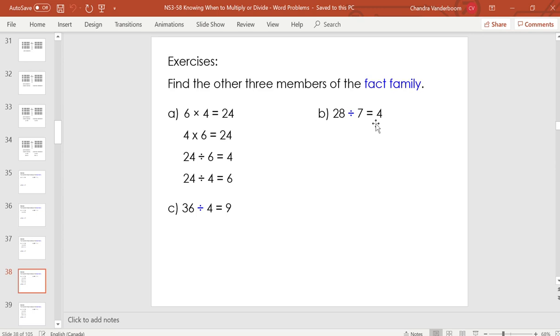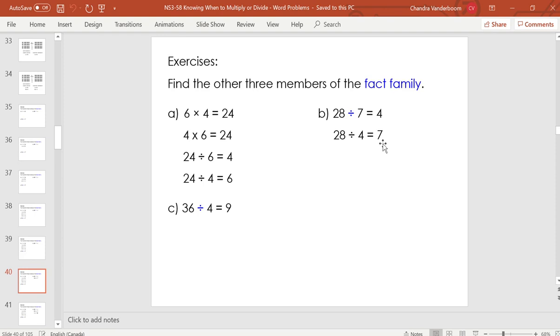28 divided by 7 equals 4. So we're doing a division this time. So our 28, our biggest number, is going to stay the same. That will stay at the beginning. All we need to do is switch these 2 around. So 28 divided by 4 equals 7.